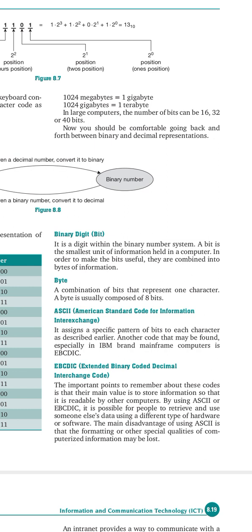The important point to remember about these codes is that their main value is to store information so that it is readable by other computers. By using ASCII or EBCDIC, it is possible for people to retrieve and use someone else's data using a different type of hardware or software. The main disadvantage of using ASCII is that the formatting or other special qualities of computerized information may be lost.